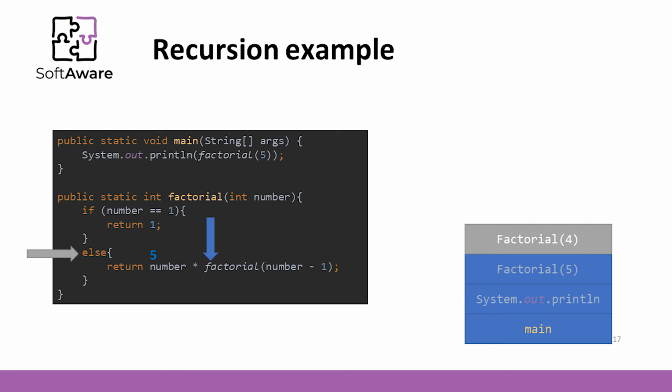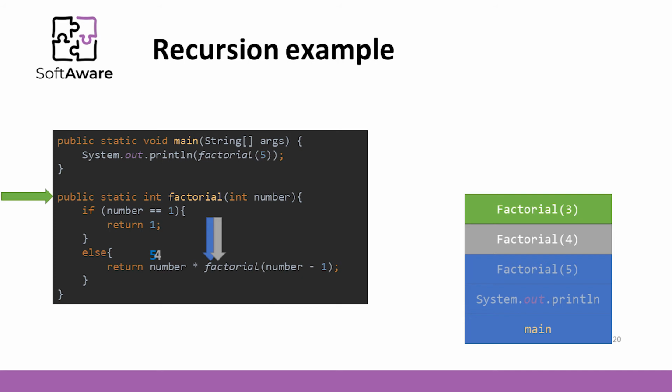We need to go to the else branch again. And here we have another factorial function call. Again, the new stack frame is pushed at the top of the call stack. This time the number parameter is equal to 3. The workflow is identical to the previous cases, therefore let's look at the execution without any comments.